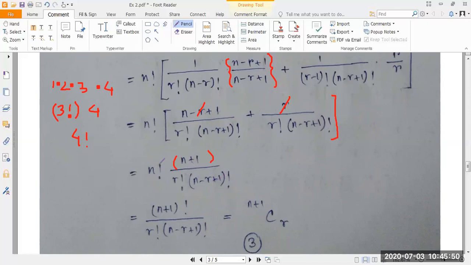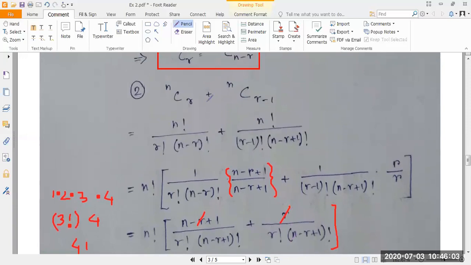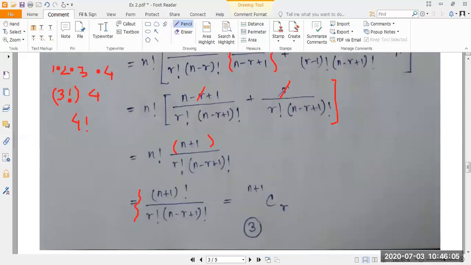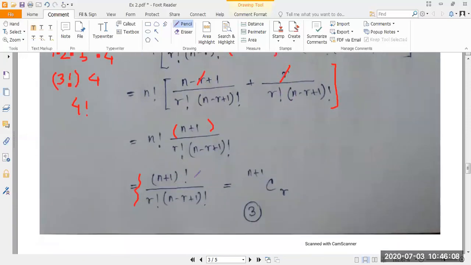Again, going by the same procedure, you see n+1 is the term after n. So they are terms one after the other. So naturally we'll have (n+1) factorial. And finally, we come to the conclusion that the expression for nCr plus nC(r−1) gives the expression (n+1) factorial by r factorial into (n−r+1) factorial, which is essentially (n+1)Cr.